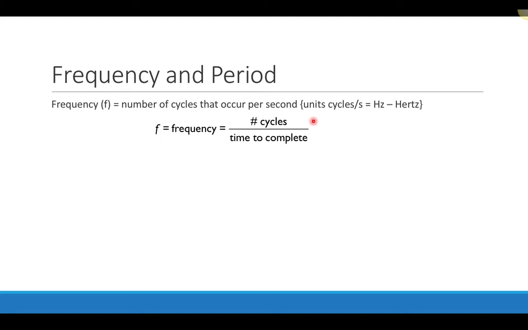So if, for example, instead of timing how many cycles occur in 1 second, we counted how many cycles occur, let's say 10 cycles, and we could time how long it takes to complete those 10 cycles. And then we would take those 10 cycles and divide by that time that we measured with our stopwatch, and that would tell us what the frequency is.